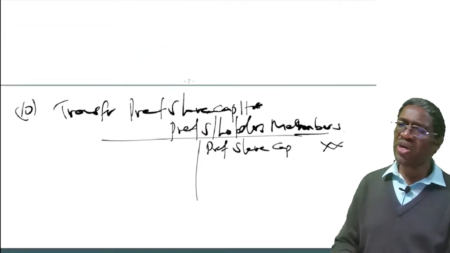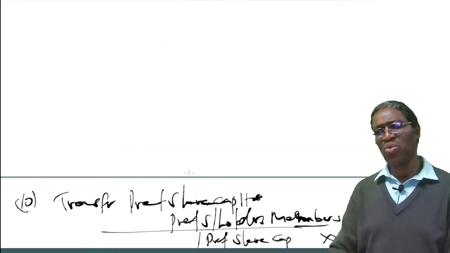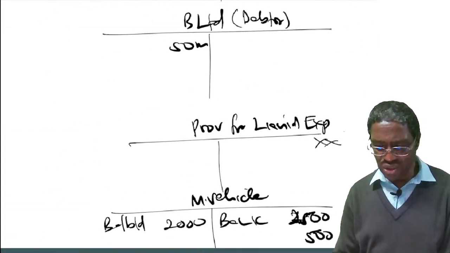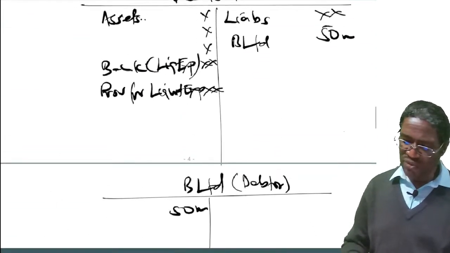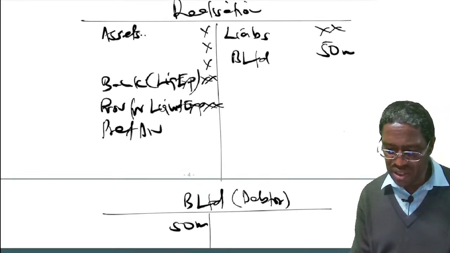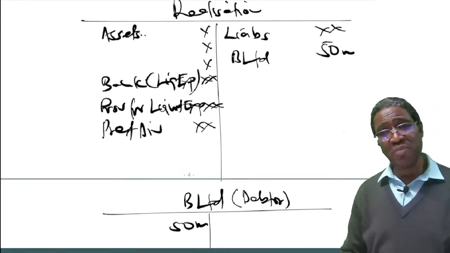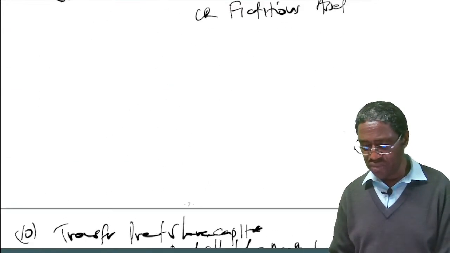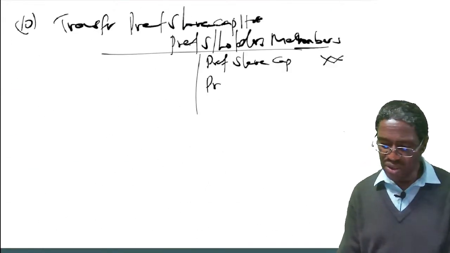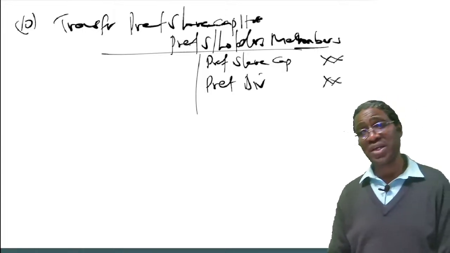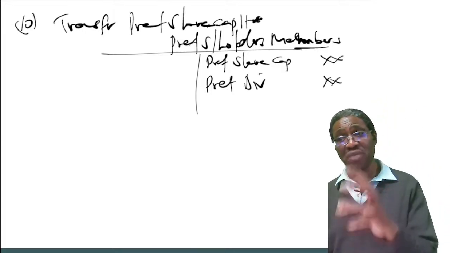So, to crystallize that liability, which is preference dividends in arrears, you will debit realization account. Whatever is the preference dividends that are in arrears, you debit realization and you credit preference shareholders members, and you say preference dividends that are in arrears. That is our step number 10.